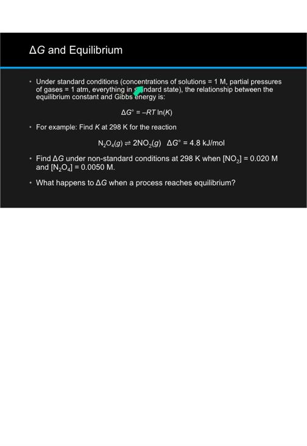Under standard conditions where we have concentrations of solutions equal to 1 mole or partial pressures of gases equal to 1 atmosphere and every substance in a standard state, we can relate directly the equilibrium constant for a reaction to the change in Gibbs energy for that reaction through this equation. Delta G naught is equal to negative RT times the ln of K. In this equation, delta G naught is our standard Gibbs energy for a reaction.